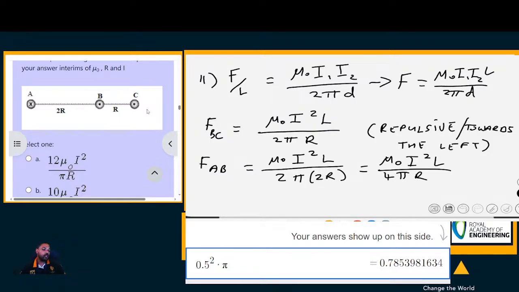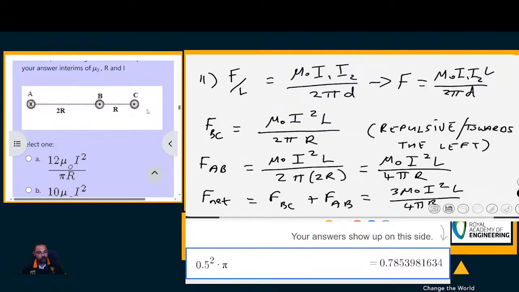Now, since both of these forces are in the same direction, we can just add them up. So the net force, F net, is equal to F BC plus F AB, which is mu naught I squared L over 4 pi r, plus mu naught I squared L over 2 pi r. The common factor is 4 pi r, so that's 2, so it's 3. If you add those two up, it's 3 mu naught I squared times L over 4 pi r.